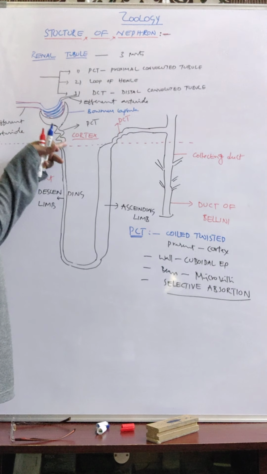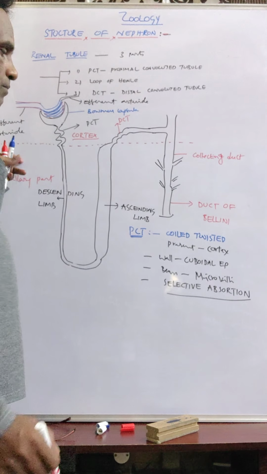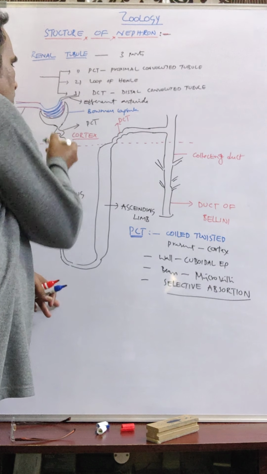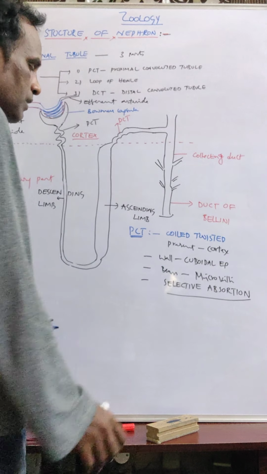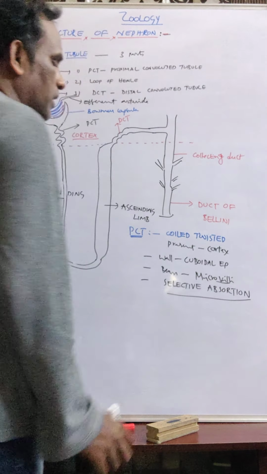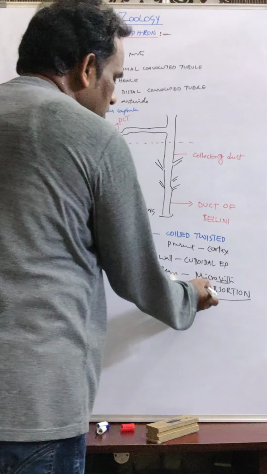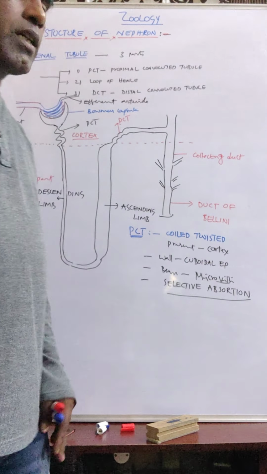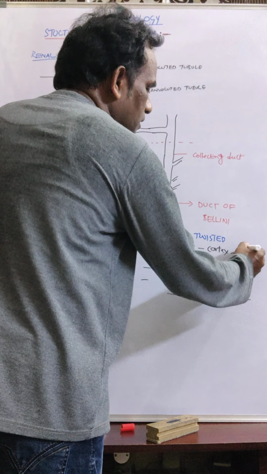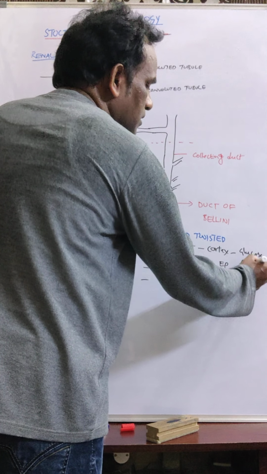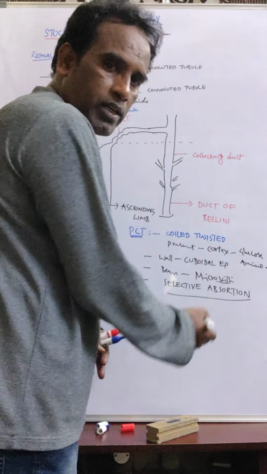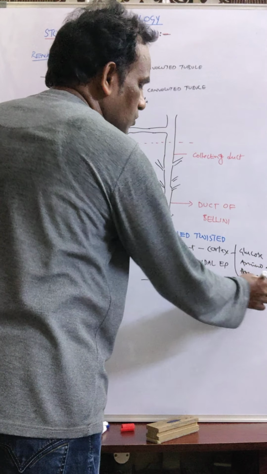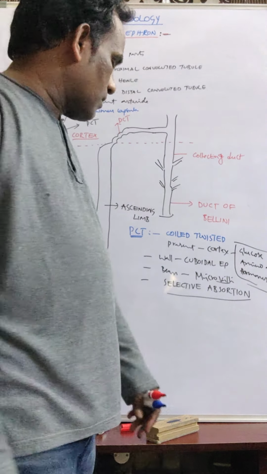So PCT is a coiled twisted tubule present in the cortex of the kidney. The wall of the PCT is made up of cuboidal epithelium, and the cells have microvilli, and it is mainly concerned with the selective reabsorption of materials like glucose, amino acids, hormones, and some of the salts, etc.